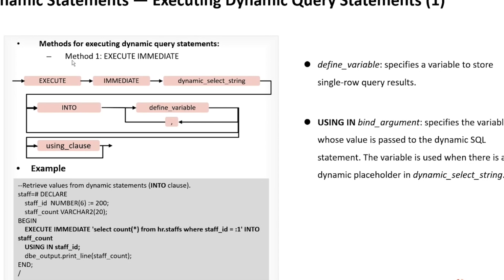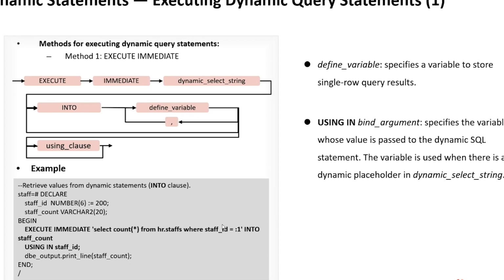So there are basically two methods to execute dynamic query statements. The first method is using the execute immediate statement. We specify execute immediate with a dynamic select string and specify the into clause to store the result of the dynamic string in a defined variable. And the using clause is to specify the variable to use when there are placeholders in the string. So here is an example. We specify execute immediate with an SQL string, and there's a placeholder here.